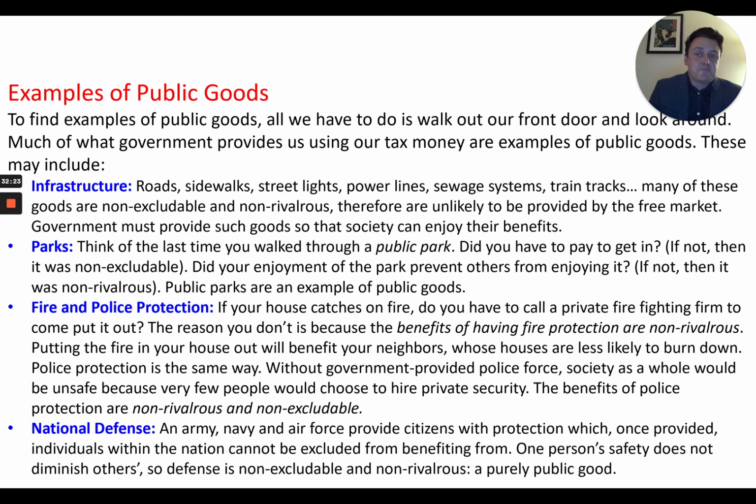Okay, parks. Last time you walked through a public park, did you pay to get in? If not, then it's non-excludable.